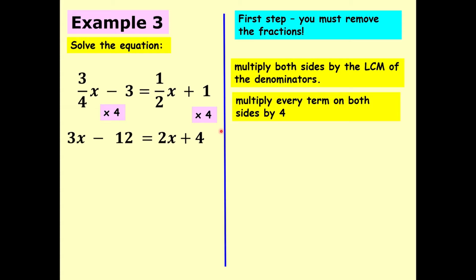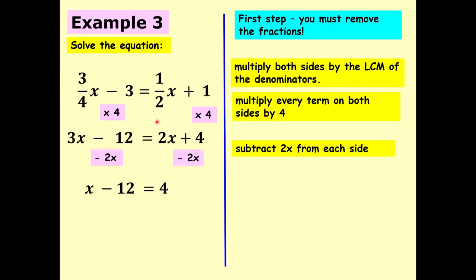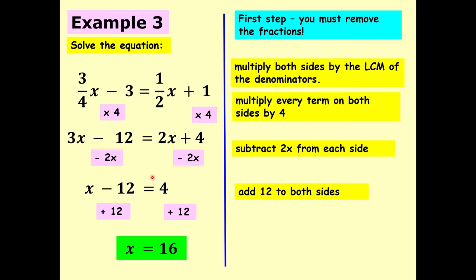So to get all the x terms on one side and all the number terms on the other, the first step we're going to take is remove this 2x from the right hand side by subtracting 2x from both sides. So subtract 2x to give us x minus 12 equals 4. Then we need to get x on its own. So we want to get rid of this negative 12 by adding 12 to both sides. And once we've done that, our answer is x equals 16. So again, if you can copy this example down with all the steps, and once you've done that, I'll give you one to try.